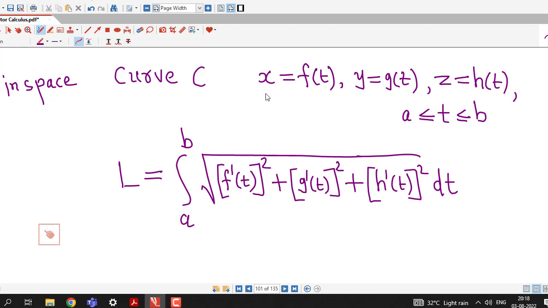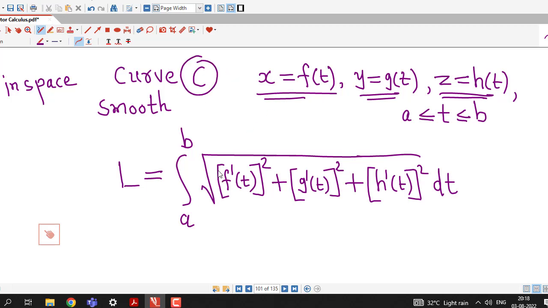So here we must have a smooth curve because we are taking derivatives of x, y and z with respect to t. So this formula is valid if our curve is a smooth curve, that is there are no sharp corners in the given curve, and if the curve is smooth we can find the derivatives of x, y, z or f, g, h with respect to t. Then we will take the square of the derivatives of f, g and h, and then we will add these squares.